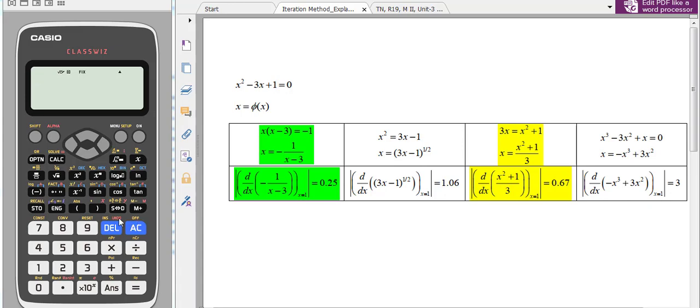To use the calculator and to get the modulus in the calculator, you need to operate shift and then the left parenthesis key so that the modulus can be obtained in the calculator. And then to get the first derivative d/dx in the calculator, operate shift and operate the integral key so that the first derivative d/dx will appear in the calculator. And then the function to be used here is -1/(x - 3) in the case of the first possibility.